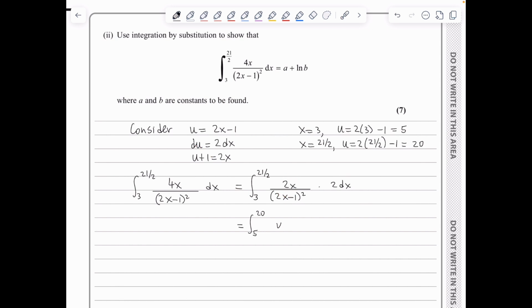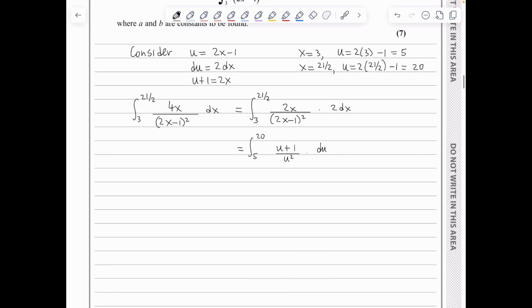So let me write this, it's u plus 1 over (2x minus 1) squared, which is simply u squared, times du, because the 2 dx was simply the du. So I have expressed everything in terms of u, and I see something a lot simpler. This is the integral from 5 up to 20. Well, u over u squared is 1 over u, and 1 over u squared is u to the minus 2 du, leading to ln of the absolute value of u plus u to the minus 1 over minus 1, with the limits being 5 and 20.